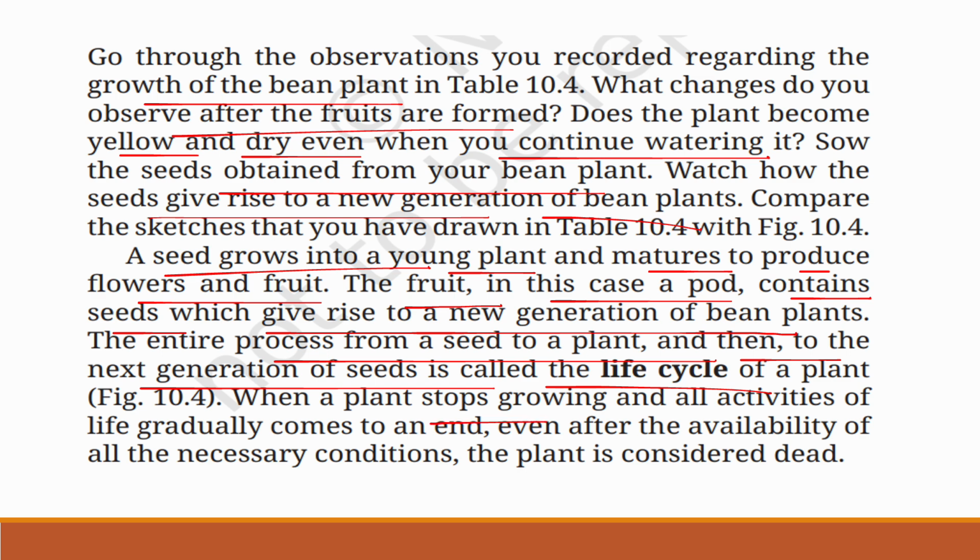When a plant stops growing and all activities of life gradually come to an end, even after the availability of all the necessary conditions, the plant is considered dead. So when is a plant considered dead? Even after the availability of all the necessary conditions like soil, water, and essential nutrients, if a plant stops growing and all activities of life gradually come to an end, the plant is considered dead.